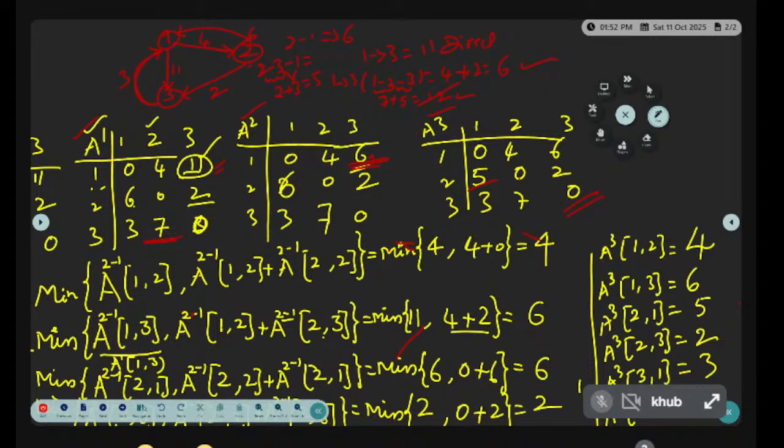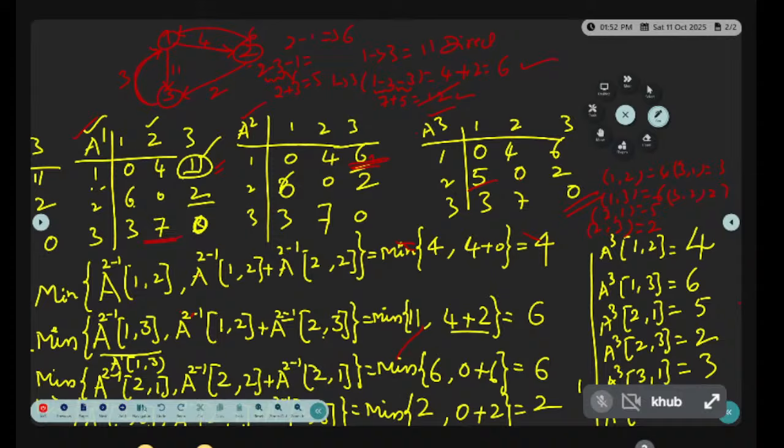Between 1, 1, it is 0. Between pair of nodes 1, 2, that is 4. Between 1, 3, it is 6. 2, 1, it is 5. 2, 2 anyway it is 0. 2, 3 it is 2. And 3, 1 it is 3. 3, 2 it is 7. So total how many? 1, 2, 3, 4, 5, 6. 6 pairs, we said this at the starting also. We have 6 pairs according to your graph.